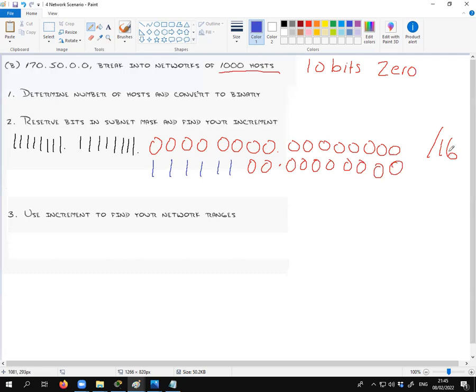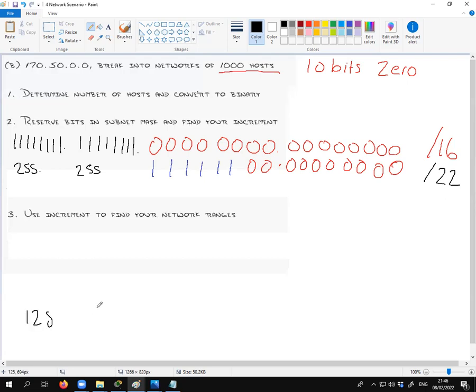Then that turns from a slash 16 to a what? Slash 22. You're just adding up all the ones: 8, 16, 17, 18, 19, 20, 21, 22. What's your new subnet mask? 255. 255.